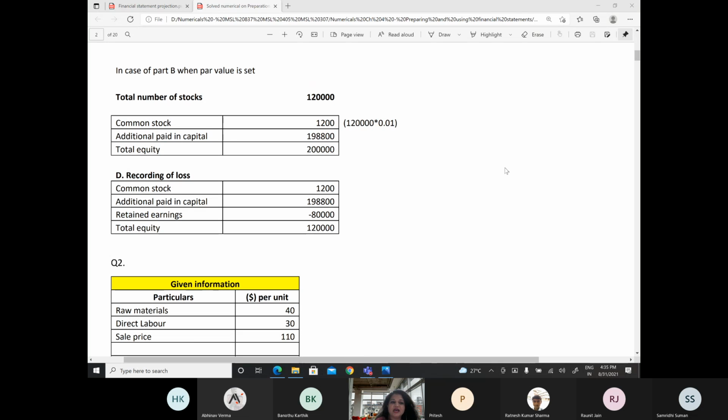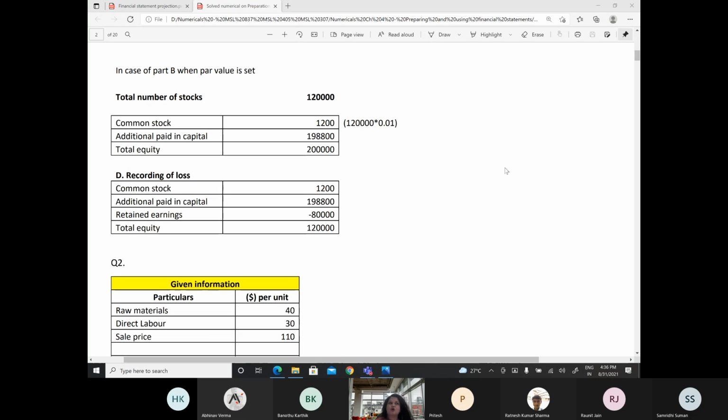Now over here, if we are recording the loss of $80,000 in the fourth example, then we have common stock as it is of 1,200. We have additional paid-in capital of 198,800 minus retained earnings of 80,000. So our equity has been eroded due to the loss of 80,000, and our total equity value will now remain only $120,000.